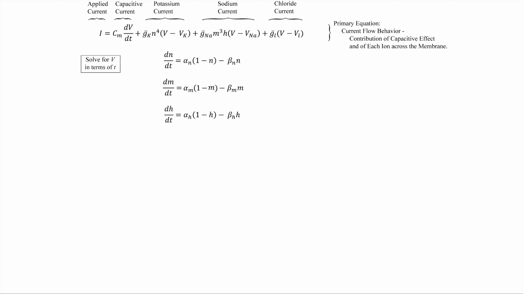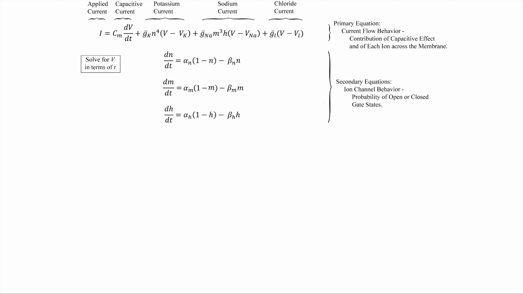Here we use the letters M, N, and H to represent the probability that those gates are open or closed. You can also represent other ions in some specific types of neurons or heart cells. They'll have other ion channels. We're not representing those here. We're just doing a very basic model of a classic neuron. So the letter N represents the potassium gate, while the letters M and H are the sodium gates, where H is actually that weird inactivation gate that's on the inside of the membrane.